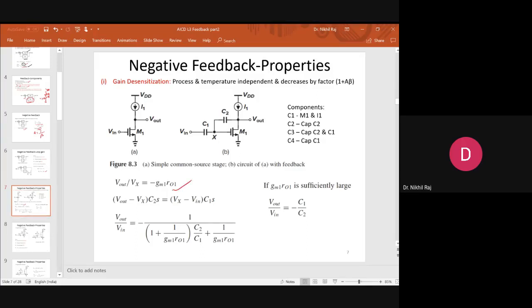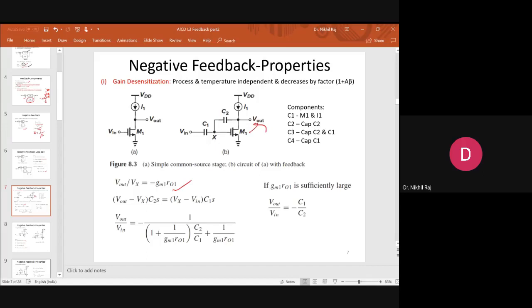And then when the feedback is associated, feedback means this component, the c2 and c1 divider network. C2 is attached to the output node, but since it is not connected to ground, it will extract some of the current, and through c1 the voltage will be generated, which will be either plus to vgs or minus to vgs, and correspondingly the output will be generated. So this is the way.